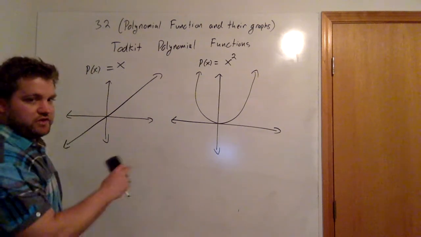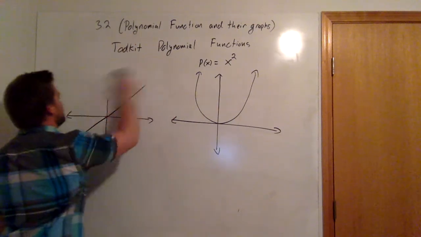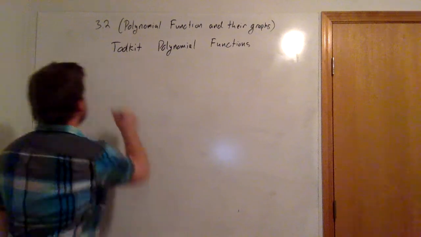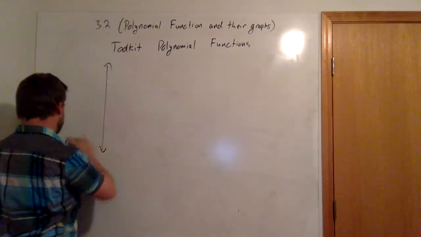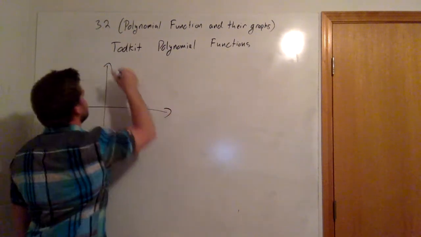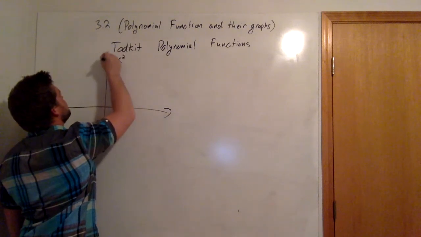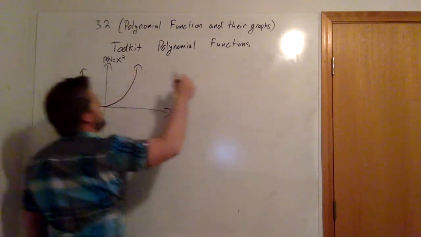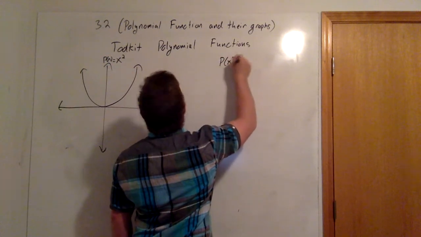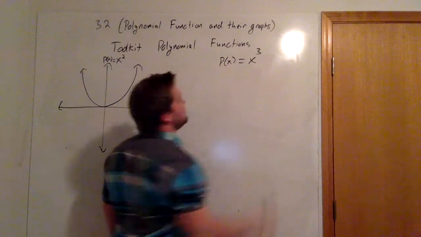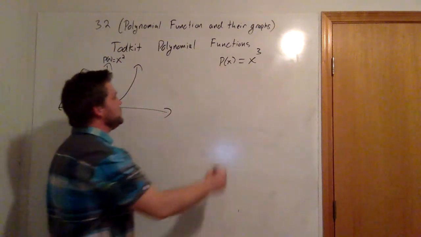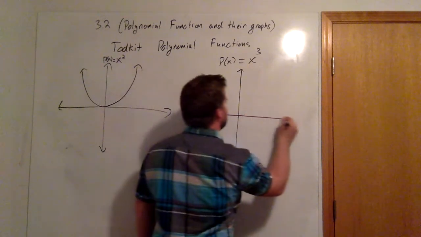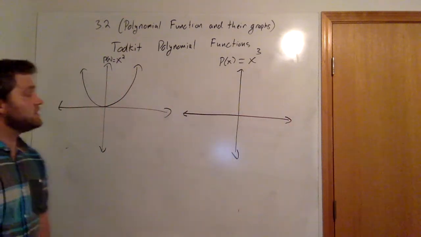Let's do the next one. I'm actually going to erase a little bit of this and move some things over. So let's move x squared back here. So this is x squared, p of x is equal to x squared. And now let's think about what p of x, which is equal to x cubed, looks like. Hopefully we know this one. It's one of our toolkit functions. So let's think about what this graph looks like if you don't already know.